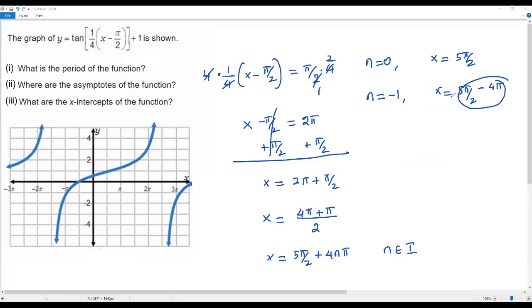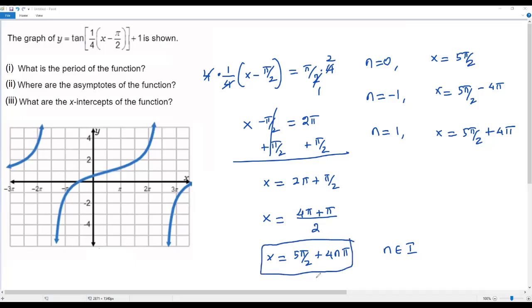And this is the equation of the other vertical asymptote, I mean the first vertical asymptote to the left of this 5 pi over 2. What if n is equal to positive 1? So I am getting x equals 5 pi over 2 plus 4 pi when I plug in n equals positive 1, so positive 4 times 1 is 4 pi. So this is the first vertical asymptote to the right of this 5 pi over 2. So these are the equations of vertical asymptotes of the given tangent function. That is x equals 5 pi over 2 plus 4n pi.